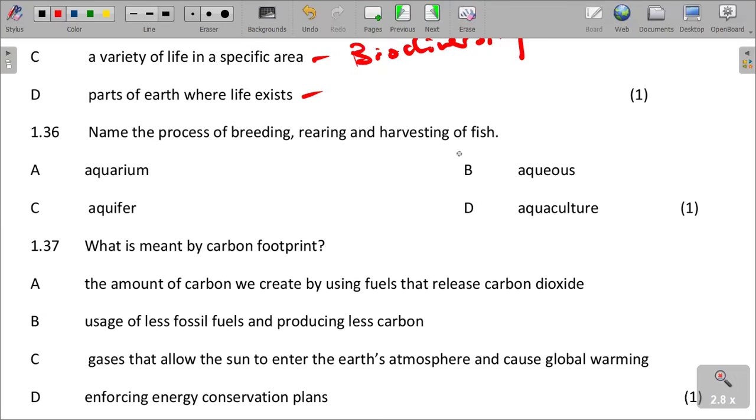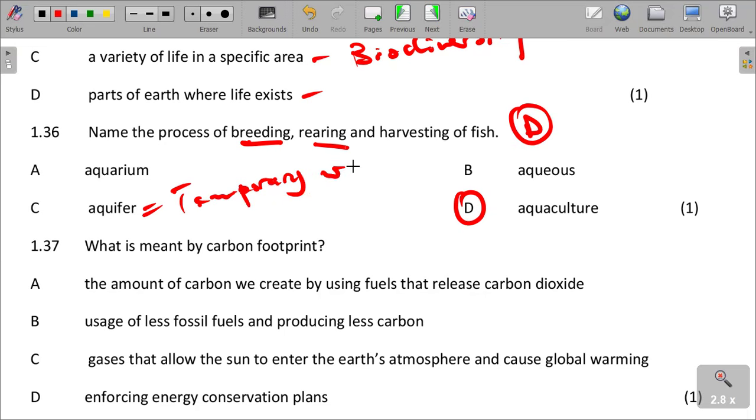Name the process of breeding, rearing, and harvesting of fish. Number 36, the process of breeding, rearing, and harvesting of fish. That is called aquaculture, farming in terms of fish. Aquaculture is what it is called, and an aquifer is just a temporary water table. We call that an aquifer.